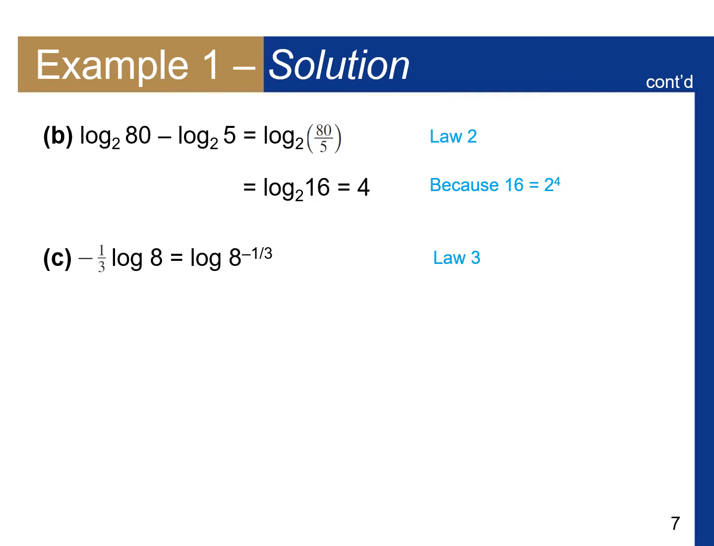Here I have the negative 1/3 in front of log of 8, and notice there's no base, so that tells us that it is a common log. This would be the log of 1/2. And we can get an approximation to this, so we have negative 0.301.